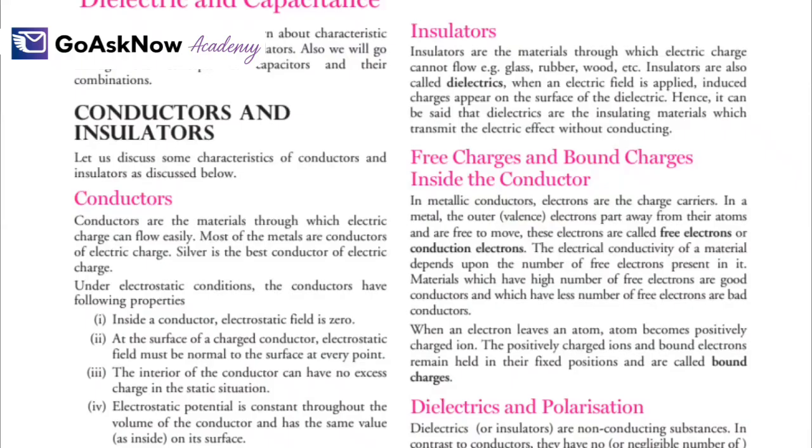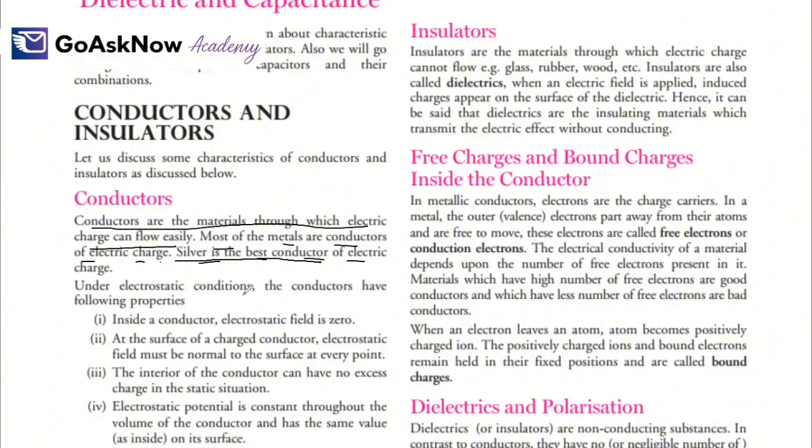So conductors are what? Conductors are the materials through which electric charge can flow easily, because they have plenty of what? Free electrons. Most of the metals are conductors of electric charge. Silver is the best conductor of electric charge. So you have to remember that silver is the best conductor of electric charge.